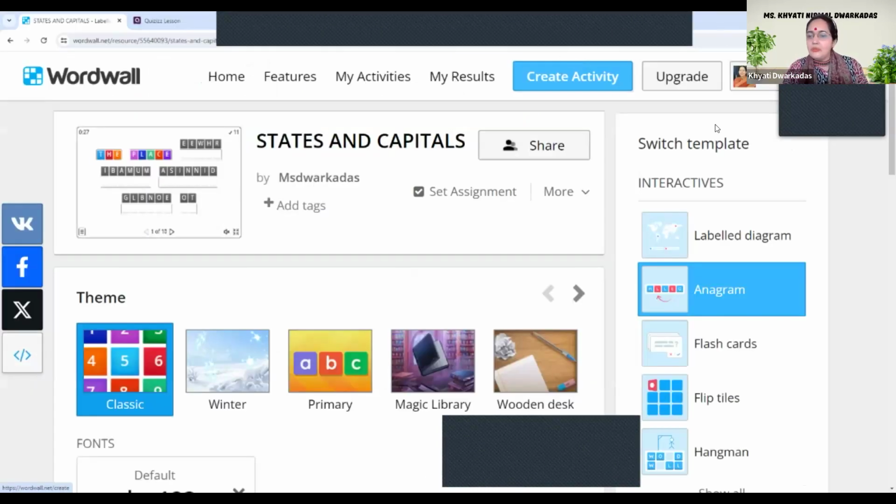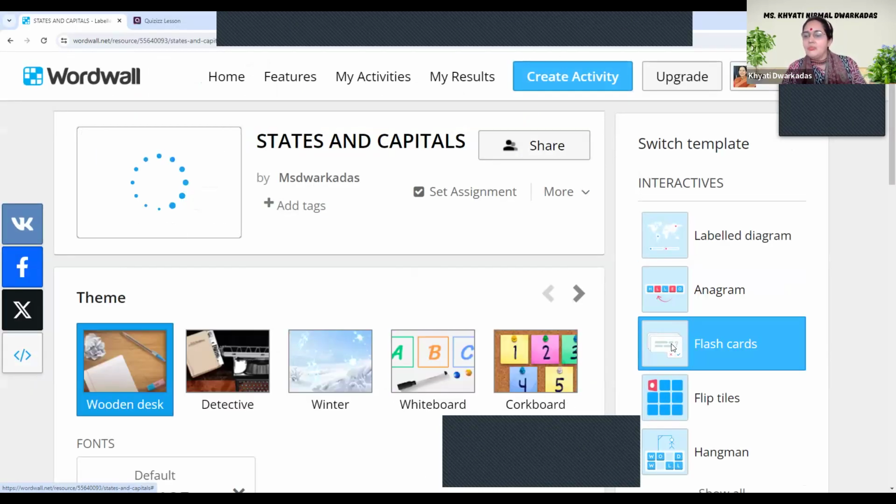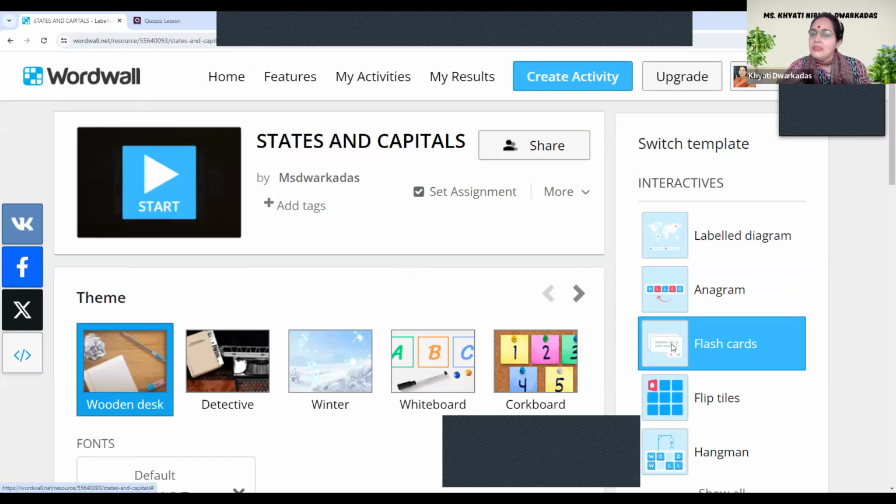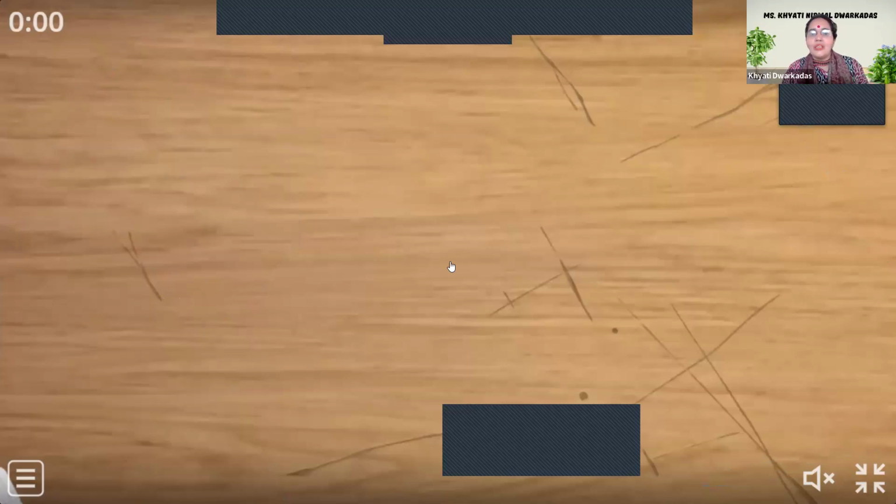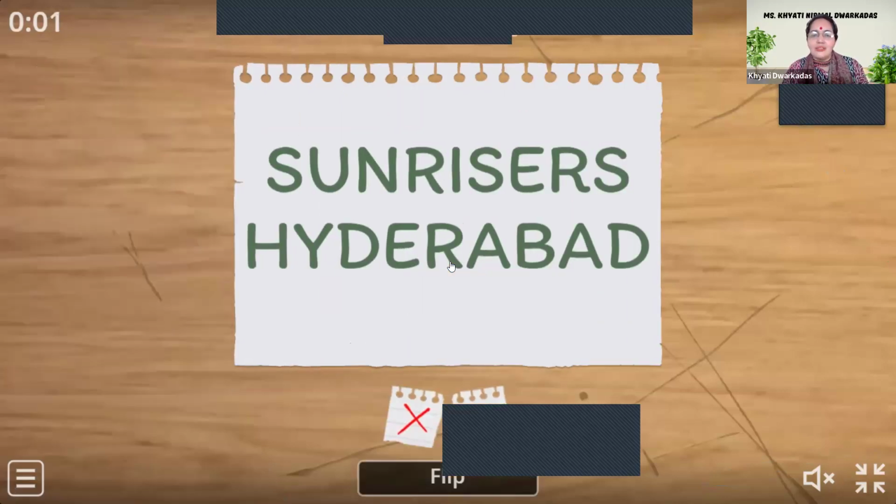Another way the game could be played is flashcards. You make flashcards on the same thing and you start asking questions. Where would you find Sunrisers Hyderabad? And the students will answer. If they say Hyderabad, you give it right.